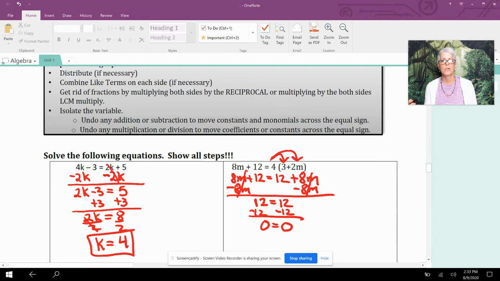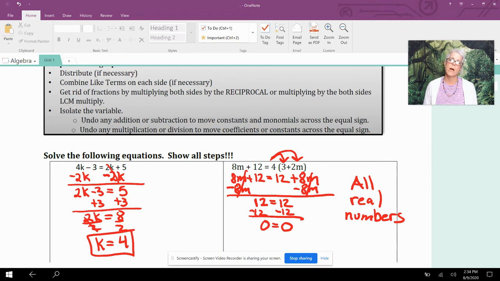Now, whether my solution or the end of the problem is 0 equals 0 or 12 equals 12 or 1 equals 1 or 1,000 equals 1,000, if you end up with the same number on both sides of the equal sign, then the answer to this problem is all real numbers, which means whatever you put in there for m or the variable, it's going to work. So all numbers are solutions to this.